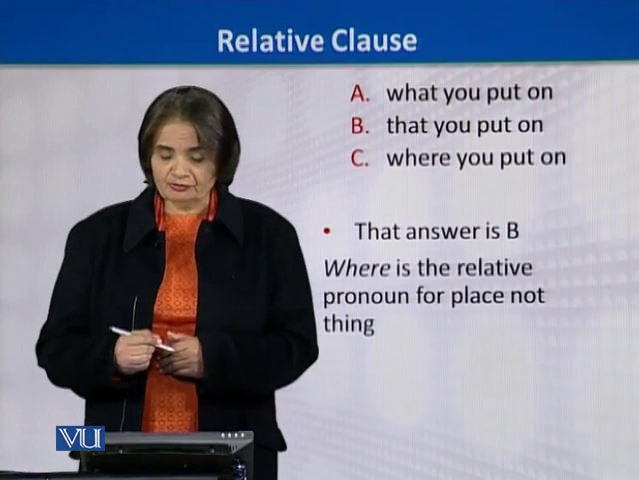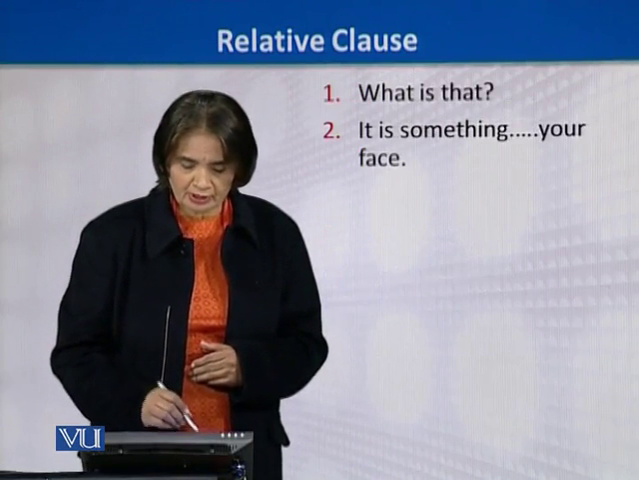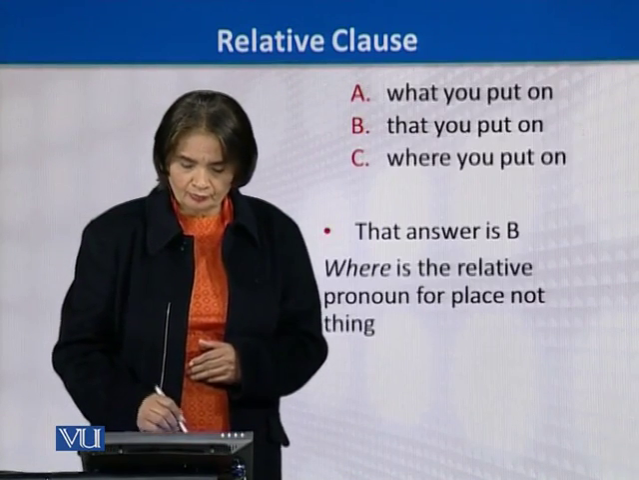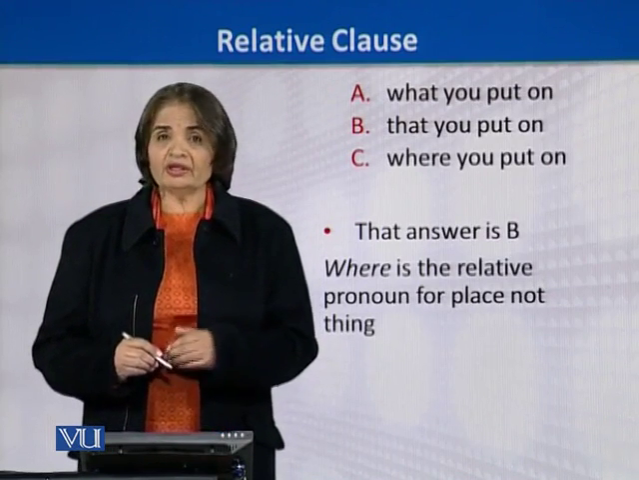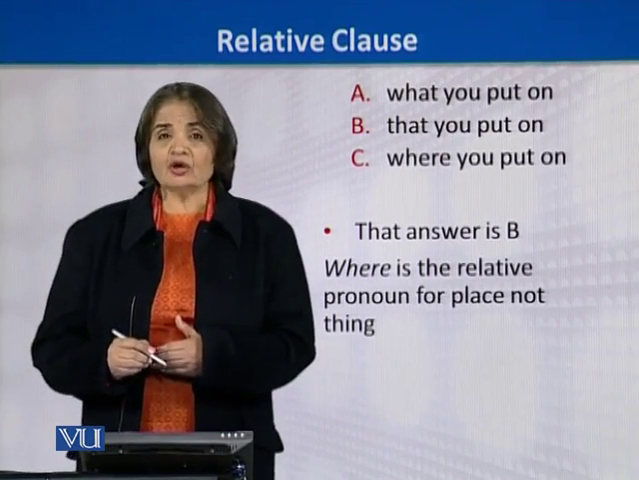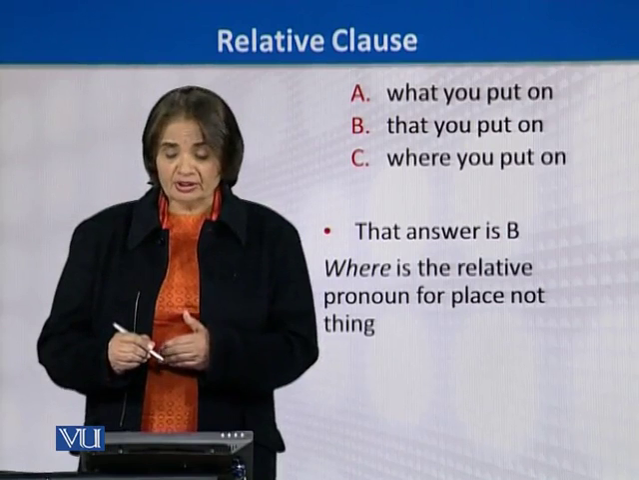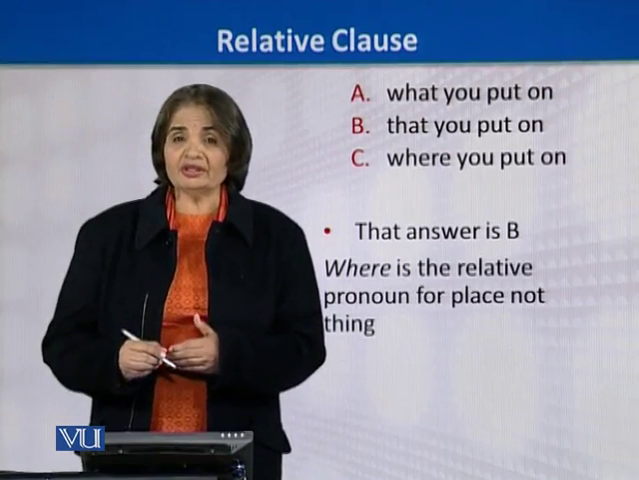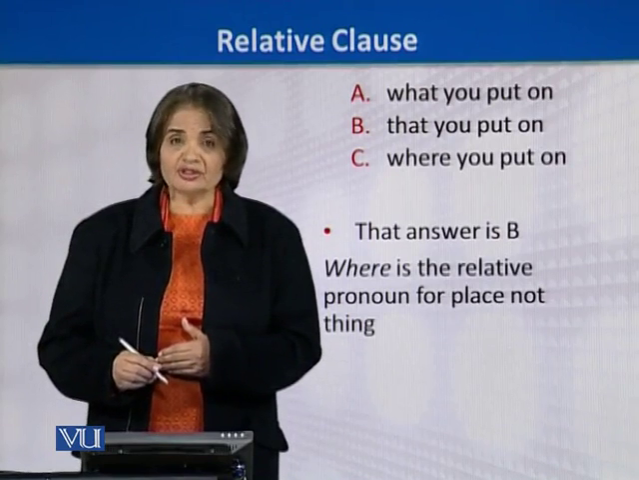And we cannot use the first one. So the correct answer would be B. And let us look at the sentence, how it works. It is something that you put on your face. So we are saying something, with something we will be using that, and that is how we will be completing this relative clause, because we cannot use what and we cannot use where in this case, because we are talking about something that is on the face, and therefore we will be choosing the relative clause, which is B.